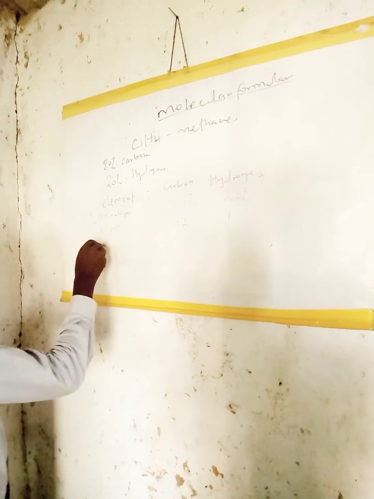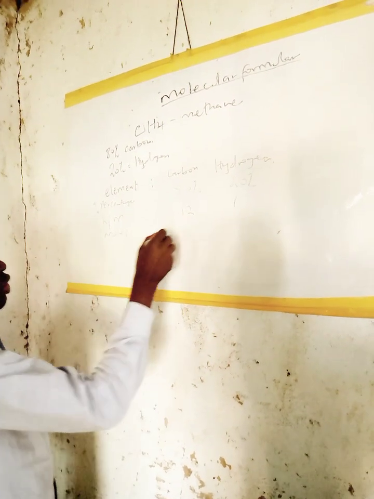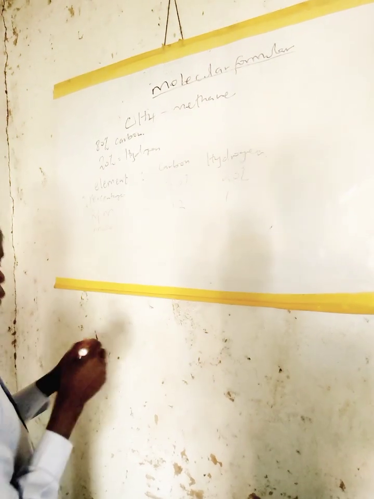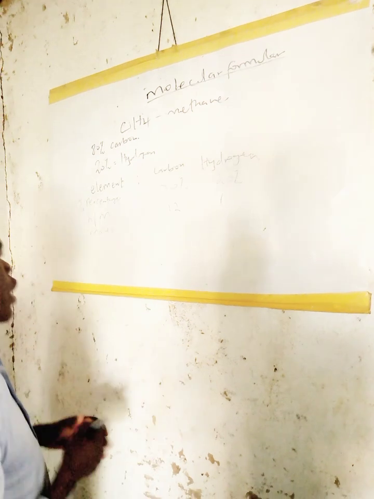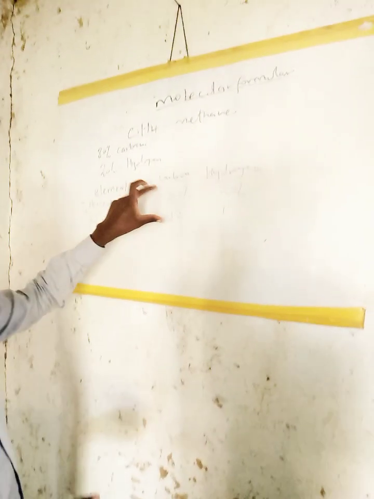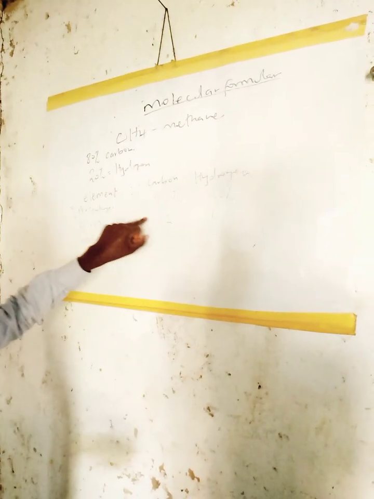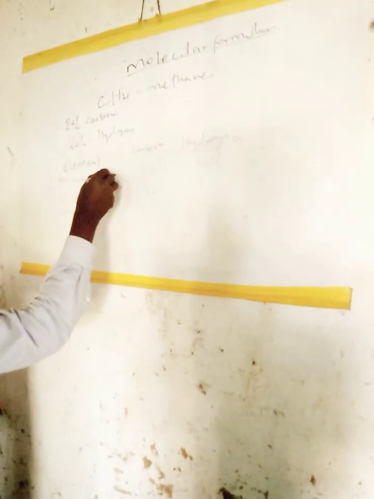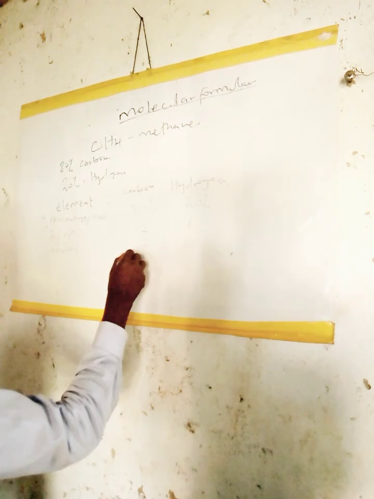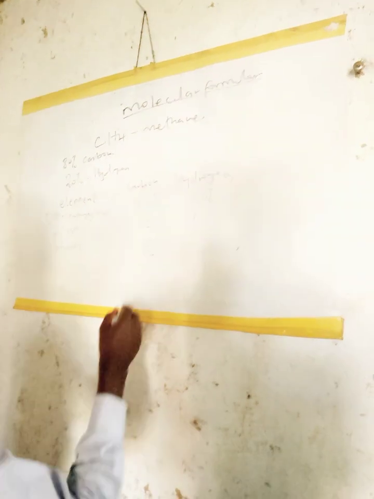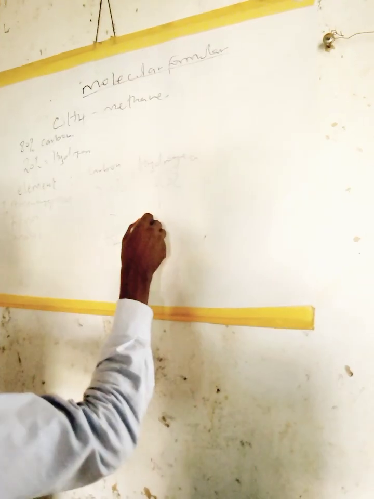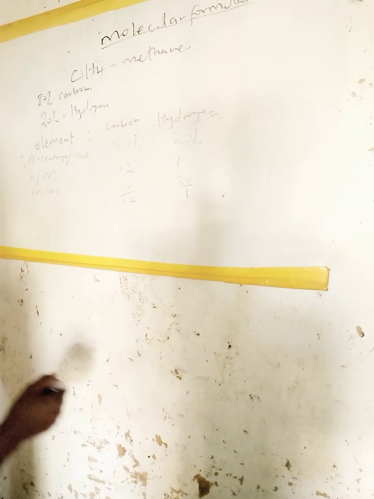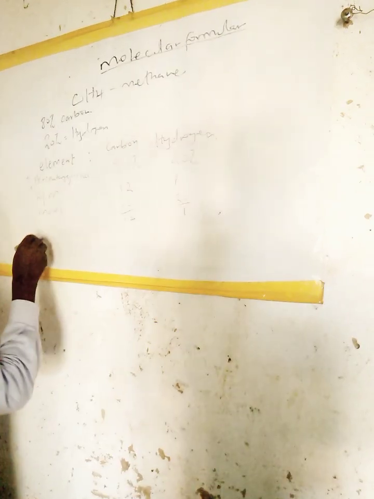Then we go to the number of moles. To calculate the moles, you take the mass over the relative formula mass, where the mass is the percentage. So when you take 80 divided by 12, you get the number of moles. Then when you take 20 divided by 1, you get the number of moles. Then you have the mole ratio.